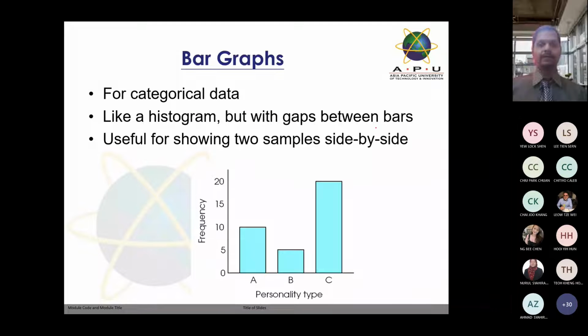So for bar graph, we can go with the categorical data. It is like a histogram, but with gaps between bars, useful for showing two samples side by side. So hope we are having very good clarity on this, right? In case we have x and y, and also plotting, I think we are very clear. When we go with x, y, or y and x, it is based on the scatter plot or whatever plot.